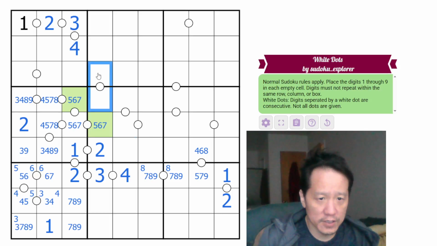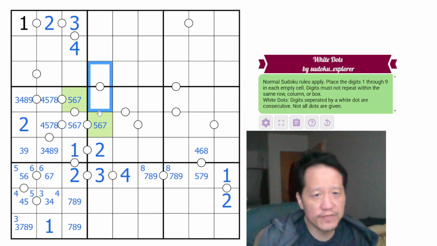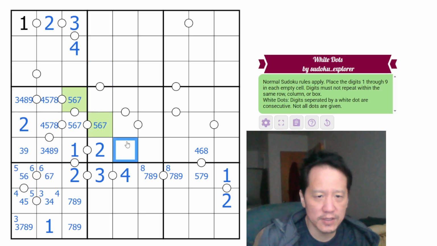These two are consecutive. 1 cannot be here. Cannot be 1, 2 because of the 2 here. Can't be 2, 3. Can't be 3, 4. It could be 4, 5, 5, 6, 6, 7, or 7, 8, or 8, 9. So that's a lot of possibilities.